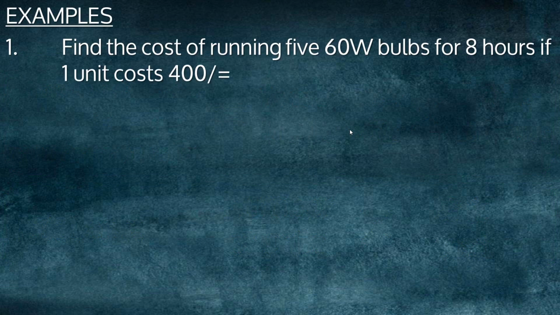I should give you an example. Number 1, find the cost of running 5 bulbs of 60 watts for 8 hours if 1 unit costs 400 shillings. So remember, there are 5 bulbs, each one is rated 60 watts and it's operating for 8 hours. Each unit costs 400 shillings.